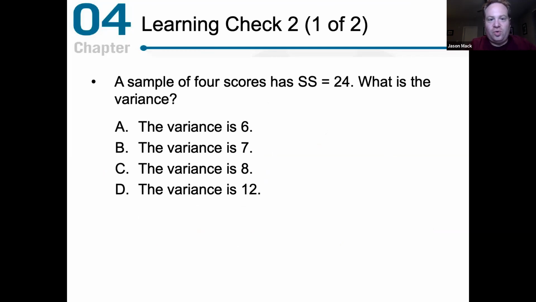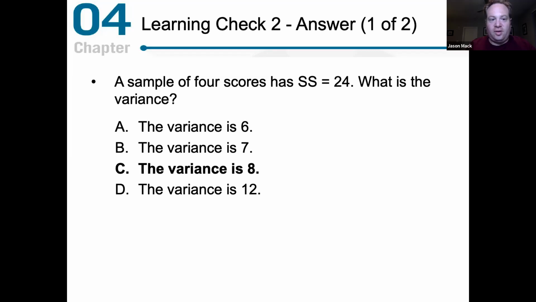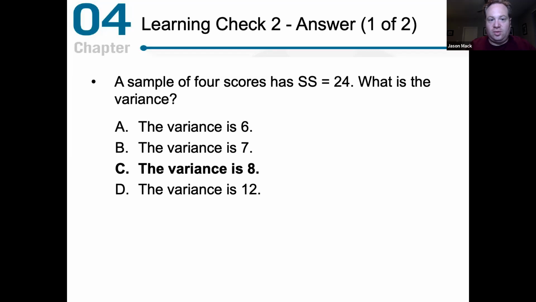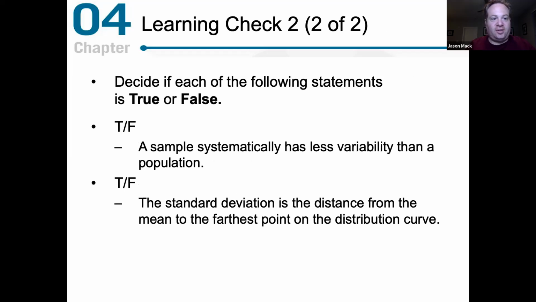A sample of 4 scores has a sum of the squares of 24. What is the variance? What do you think? It's 8. How do we know? Sample of 4 scores, the sum of the squares is 24. So 4 divided into 24 is 8. That's how we got there.